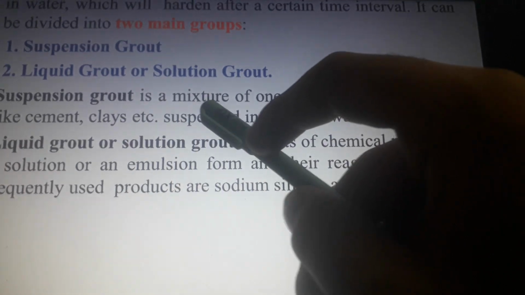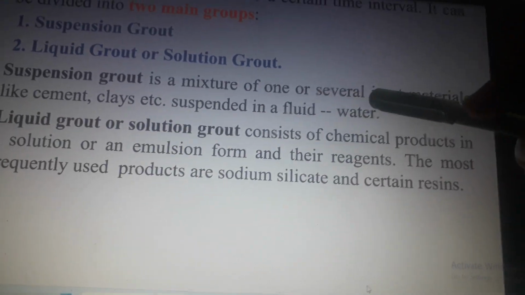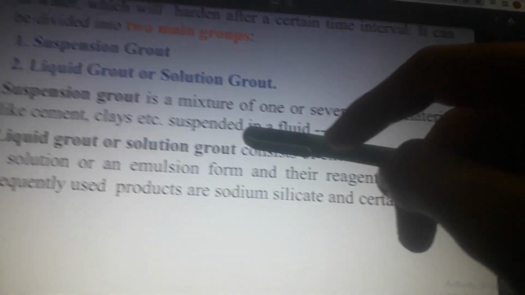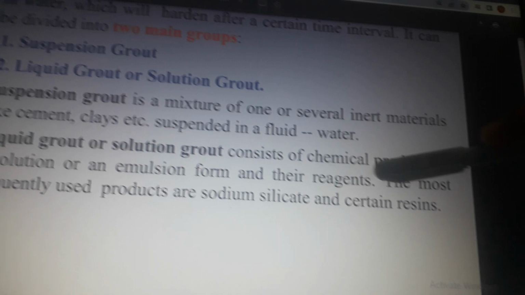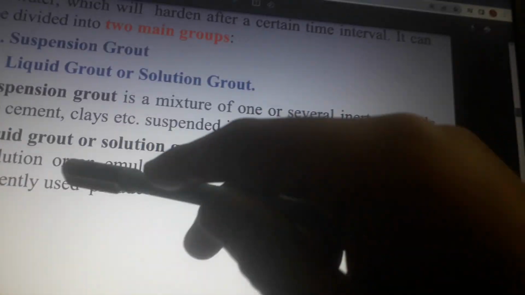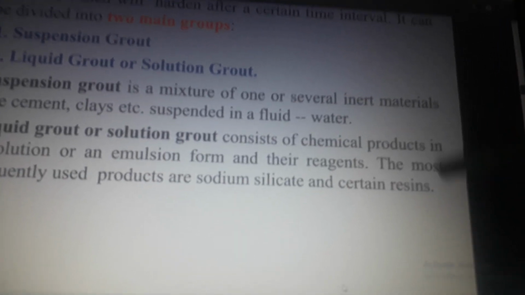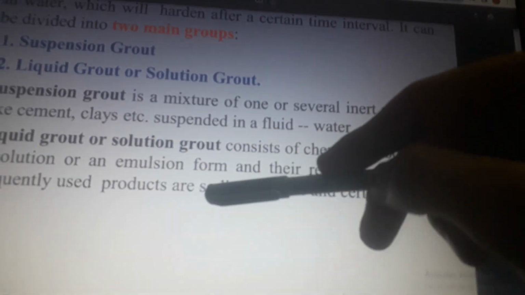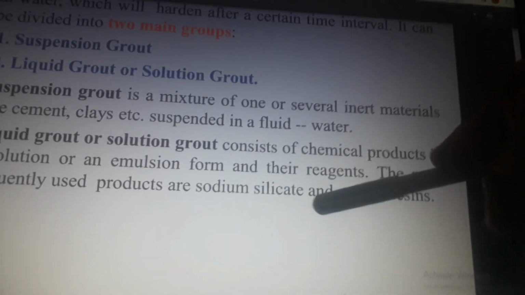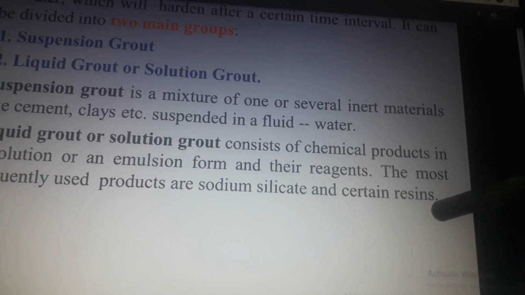Suspension grout is a mixture of one or several inert materials like cement, clays, etc., suspended in fluid water. Liquid grout or solution grout consists of chemical products in a solution or an emulsion form and their reagents. The most frequently used products are sodium silicate and certain resins.